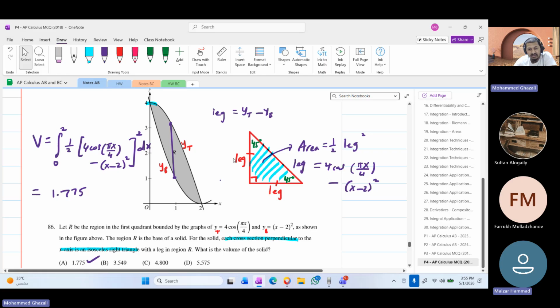You're confused about why the base is the leg. It's because of the isosceles triangle, and they're telling you it's perpendicular to the x-axis.